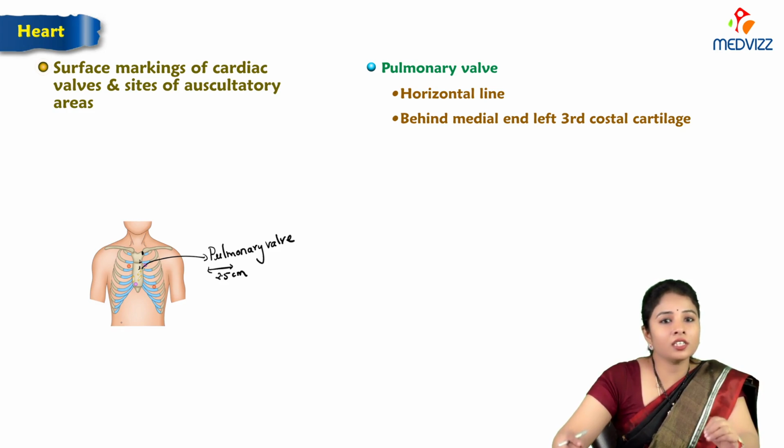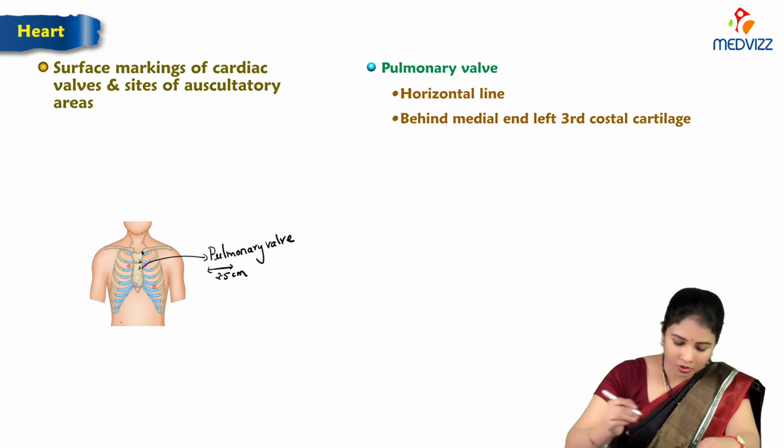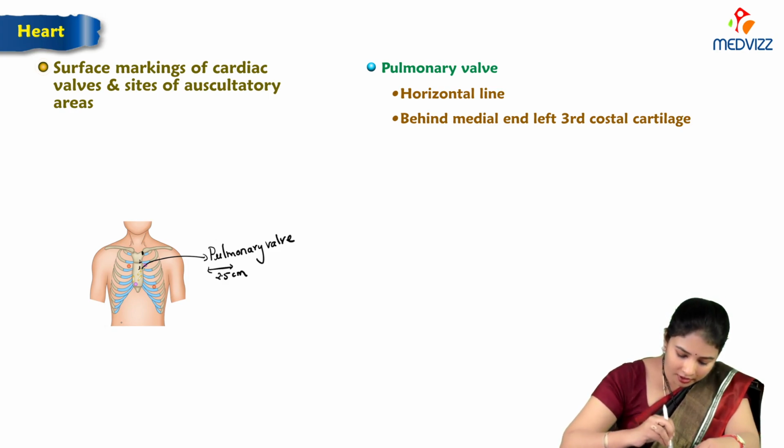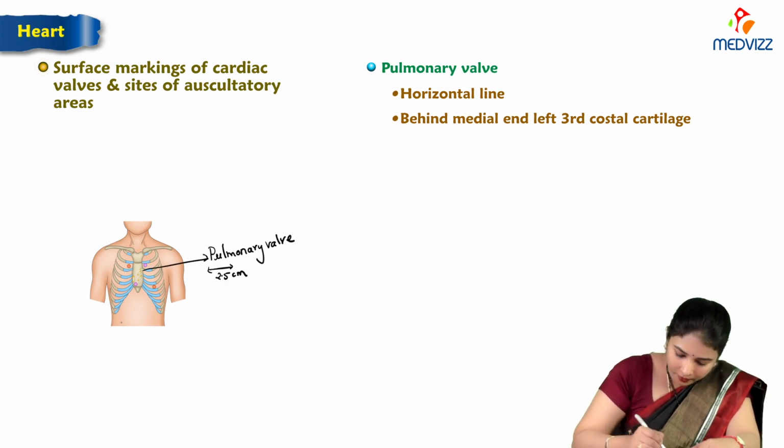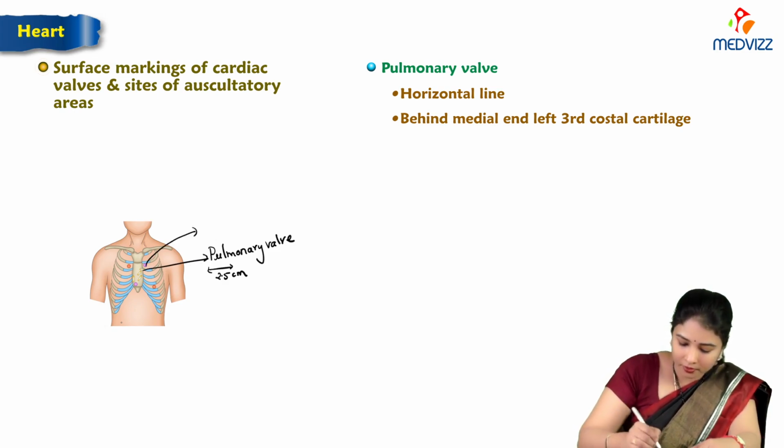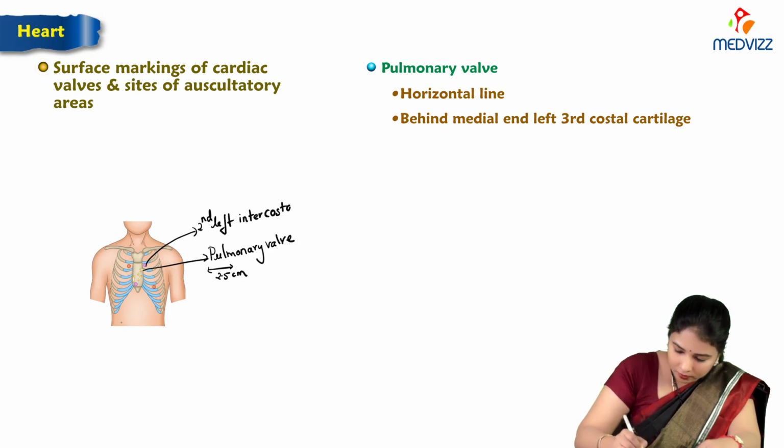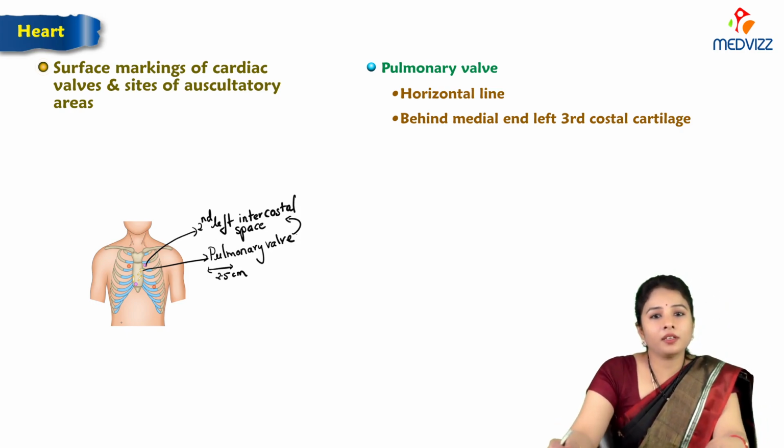It is the site for auscultation. It is auscultated at the second left intercostal space near the sternum. So this purple one. So that is about the pulmonary valve.